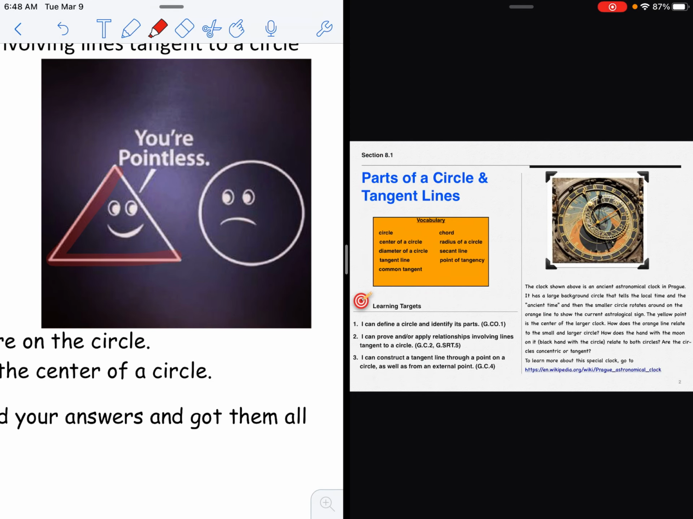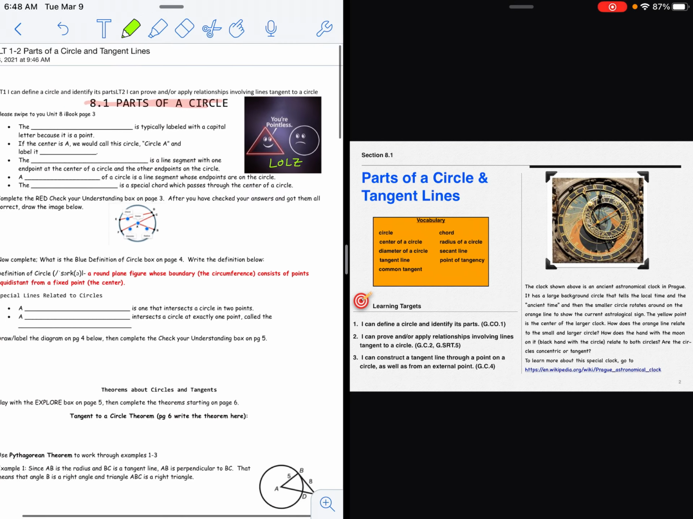And here we got a good old triangle roasting a circle, calling it pointless. Boom, roasted. All right, that triangle got the best of that circle.